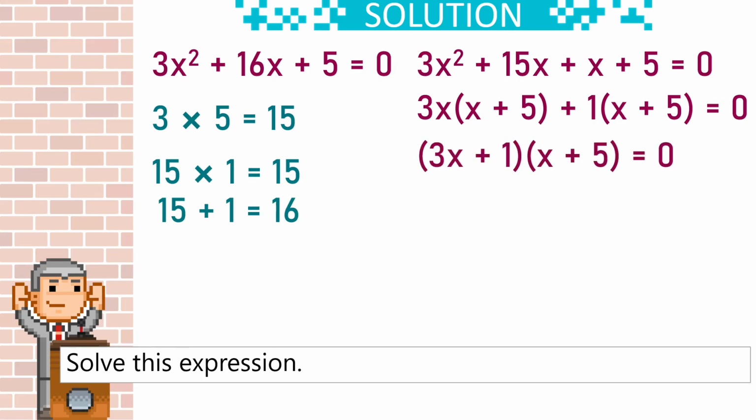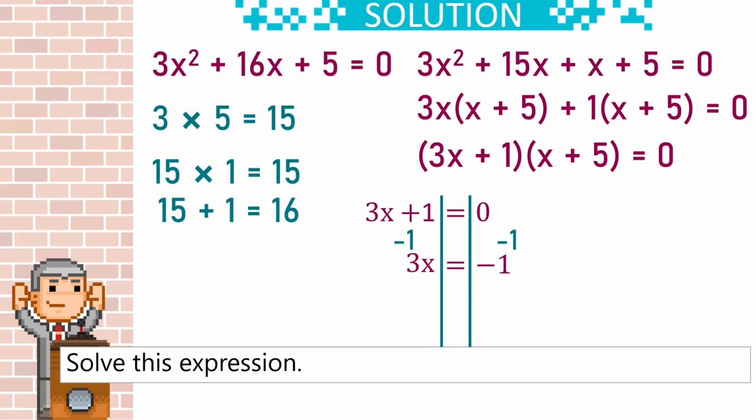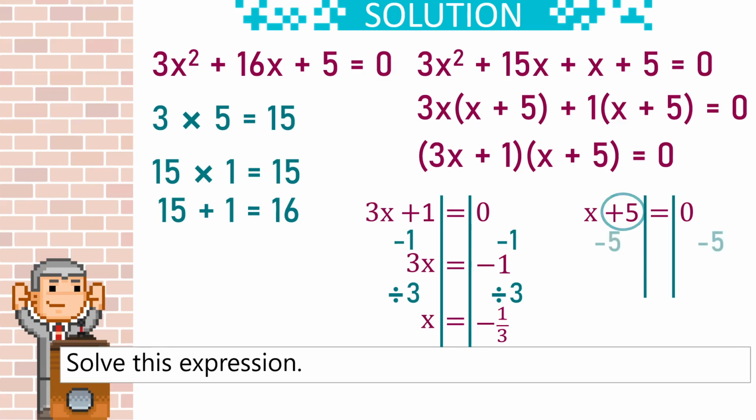Next we need to solve, so get each of these brackets equal to 0 and solve them to find our two solutions. So first of all, we're going to have 3x plus 1 equals 0. Going to subtract the 1 both sides to give us 3x equals minus 1. And then we're going to divide the 3 both sides to give us x equals minus 1 over 3, or minus a third. We're going to do the same to the second bracket, get it equal to 0. And this time we're going to subtract 5 both sides. So our two solutions will be x equals minus 1/3 and x equals minus 5.